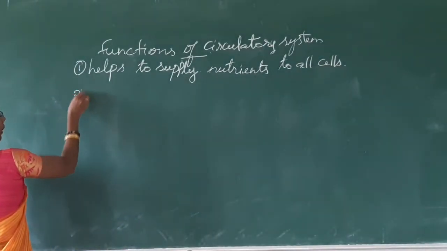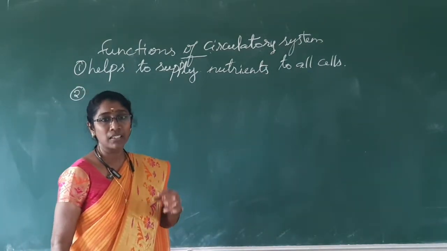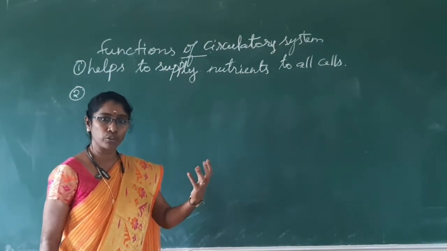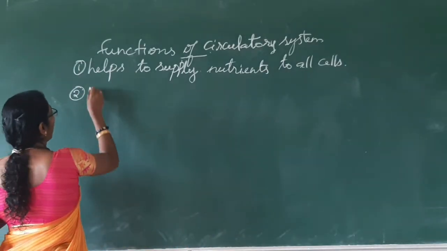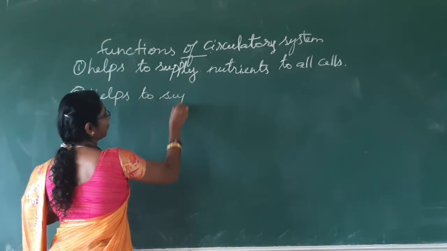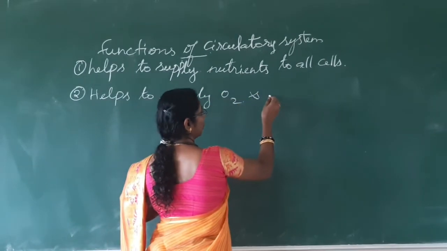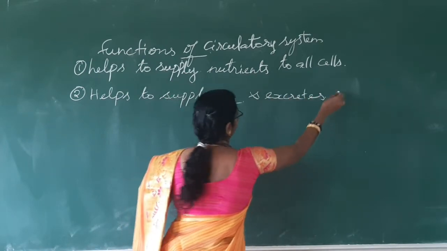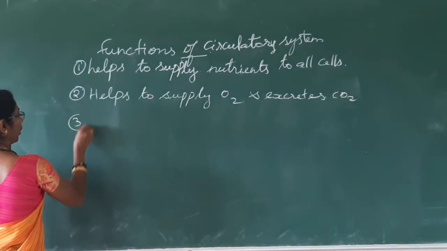Next, point number 2. All organisms need oxygen for their survival, and carbon dioxide also has to be excreted from the body. So this circulatory system helps to supply oxygen and excretes CO2 from the organisms.